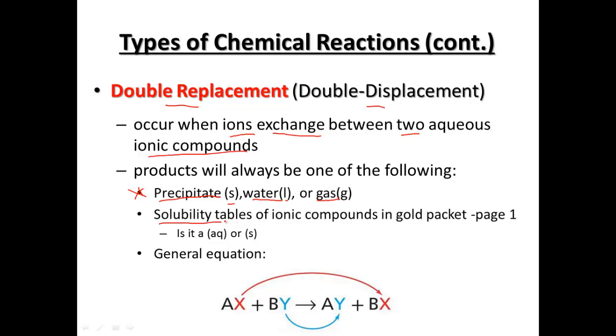Solubility tables we're going to check out in just a second. That's on page 1 of your gold packet. Make sure you put page 1 down instead of 3 to find out if it's aqueous or if a solid is being produced. Now, our general reaction equation has plus and minus from ionic compounds. The positive and the negative parts are going to go together, and the negative and the positive parts are going to go together. The positive of the first is going to connect with the negative of the second, and the positive of the second is going to connect with the negative of the first. So the ions are exchanging places.